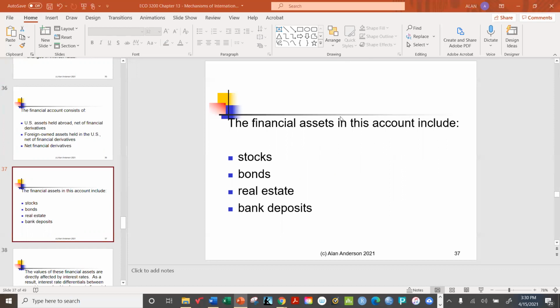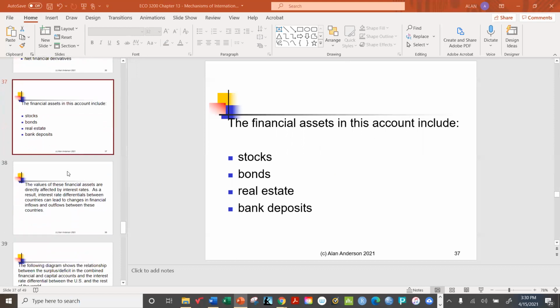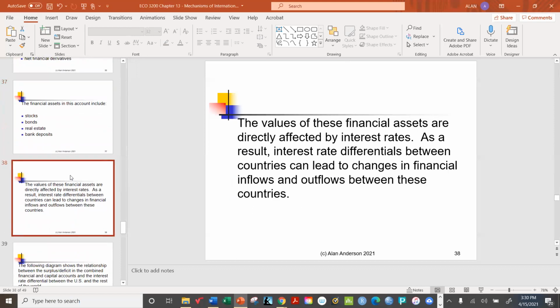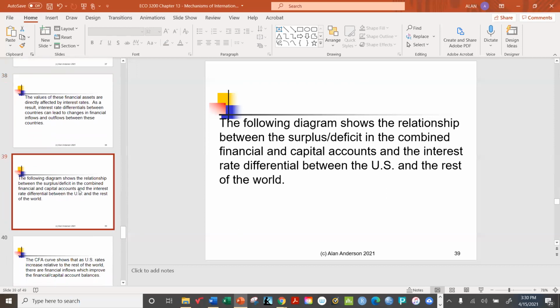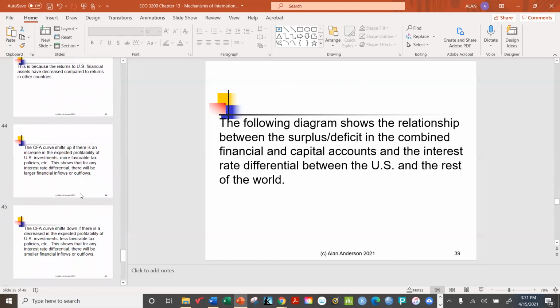And so the bottom line here is that the flows in and out of the country of stocks and bonds are largely determined by differences in interest rates. Okay, interest rates. So if one country has different interest rates than other countries, then we would expect to see flows of funds into and out of these countries, and they would affect the financial account balance. All right, so we have a graph for this. Of course we do. Let me just show it to you real fast so you can get a sense of what's going on here.